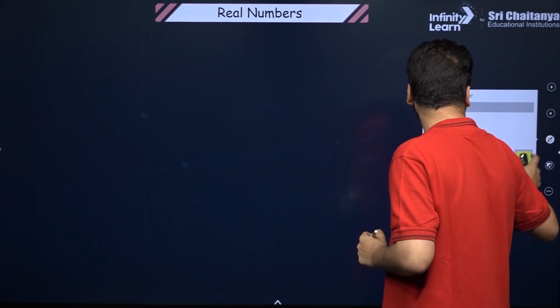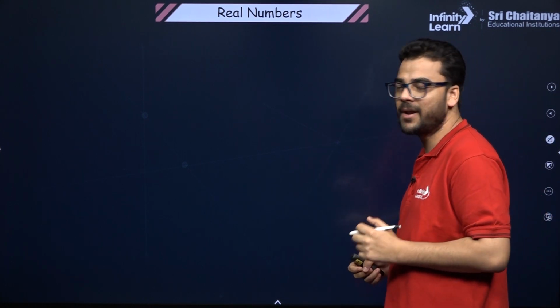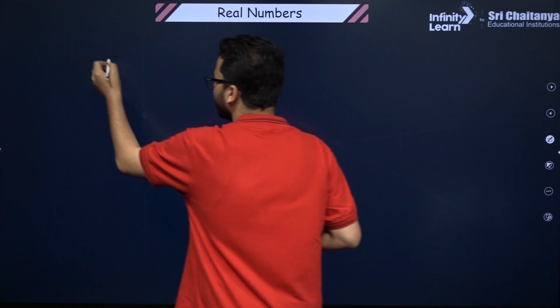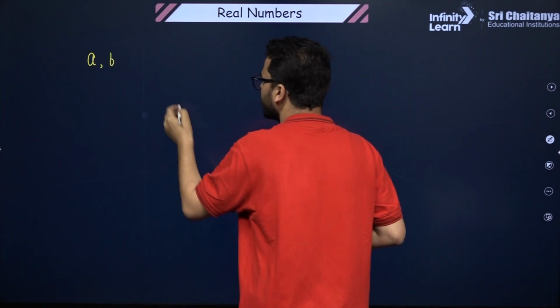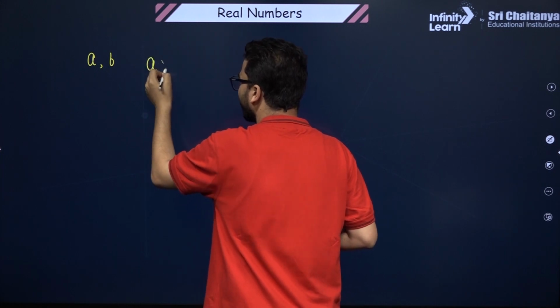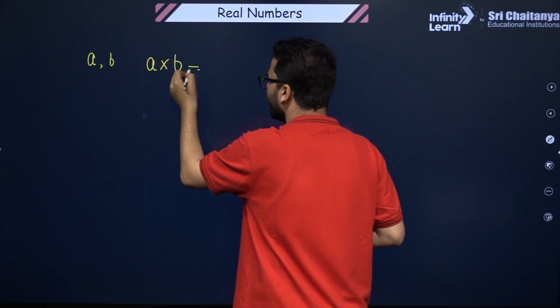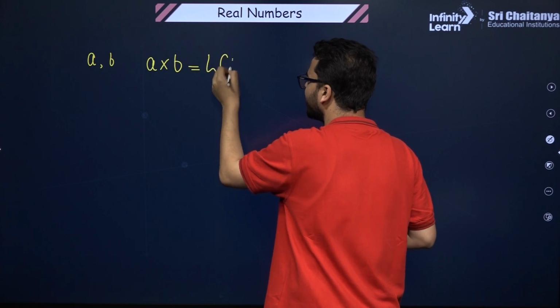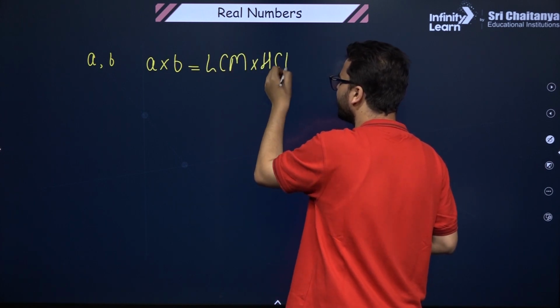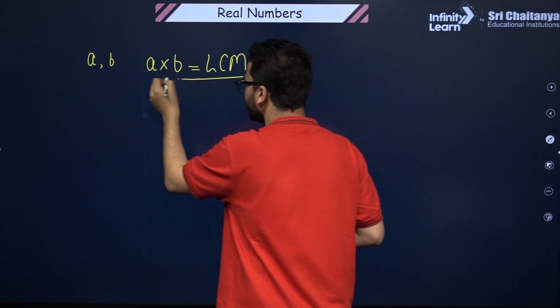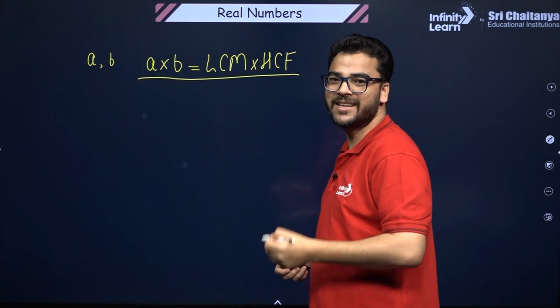So in real numbers, if you specifically talk about formulae, only one formula is there. Suppose you have got two numbers a and b. So the product of the numbers a and b is equal to the product of their LCM and HCF. So the LCM and HCF is the LCM and HCF of these two numbers. So I hope it is clear.